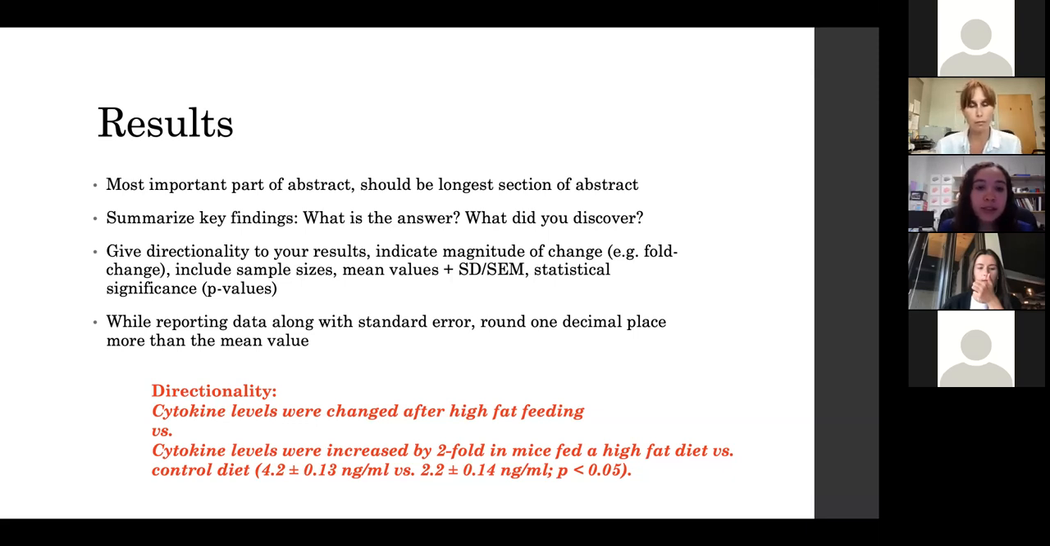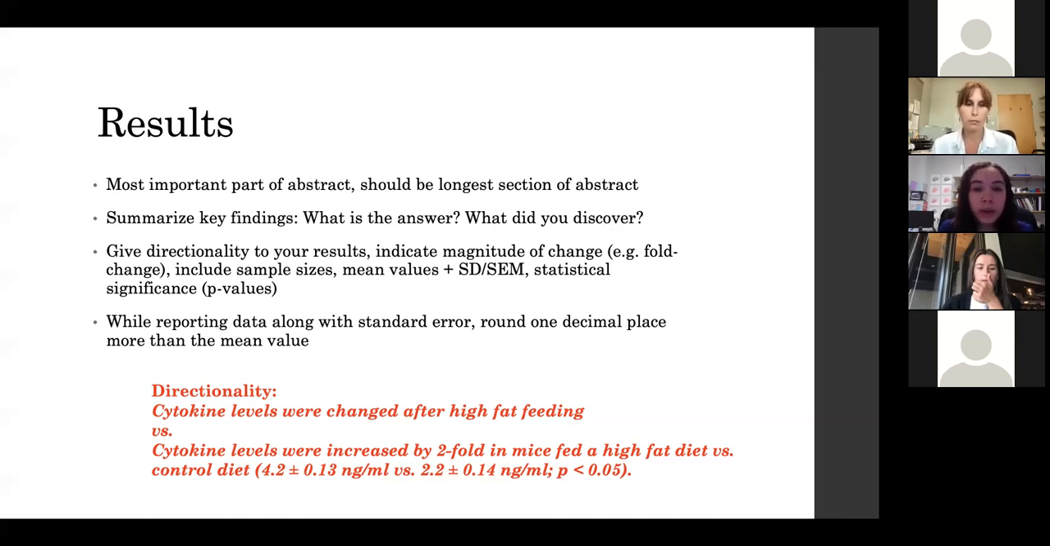So in the results section, we must summarize the key findings of our study. What is the answer to your research problem? What did you discover in your research? And it's very important to give directionality to your results. So it's important to state the magnitude of change. You can use fold change calculations to do that. It's important to include the sample sizes, the mean, the standard deviation, the standard error of the mean, and the statistical significance of your work. So here you should try to maximize the details.